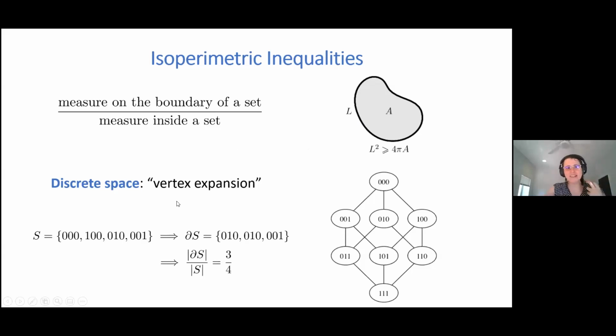So in a discrete space, in a graph space, you can think of this in terms of what we call vertex expansion. Let me define this boundary of S to be an interior boundary of vertices, right? So here I've talked about a set S that includes all of these vertices, and the boundary of S are the vertices in the set that connect to something outside of it. And you can see then that the size of the boundary of S over the interior of S is just 3/4. That's the isoperimetric ratio of the subset S.